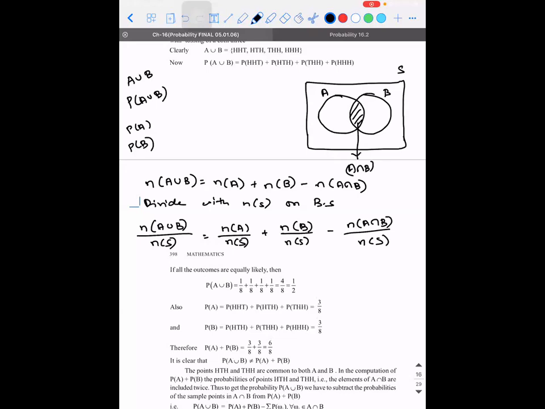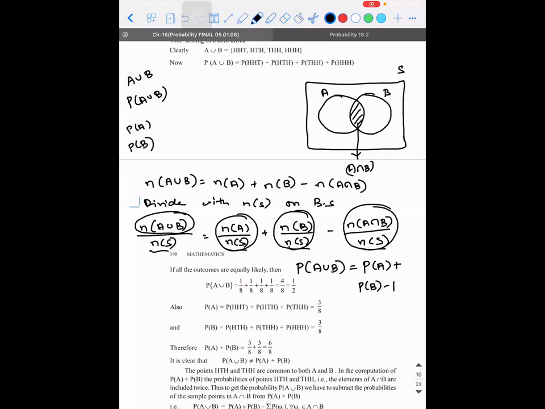Now tell me, guys, n of S is common in everything. I told you that for every definition of probability, you will have the number of elements in the sample space in the denominator. The numerator defines the probability of that particular event. Here, what is the event? Probability of A union B is equal to probability of A plus probability of B minus probability of A intersection B. Is this clear? Yes, sir. Okay.